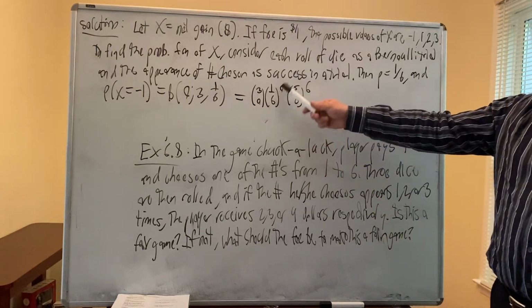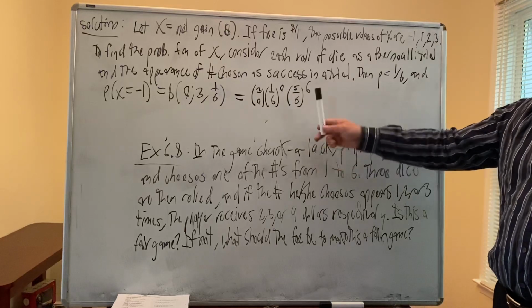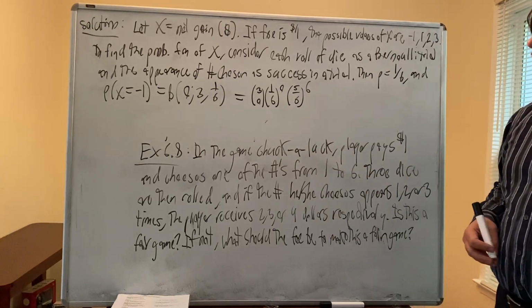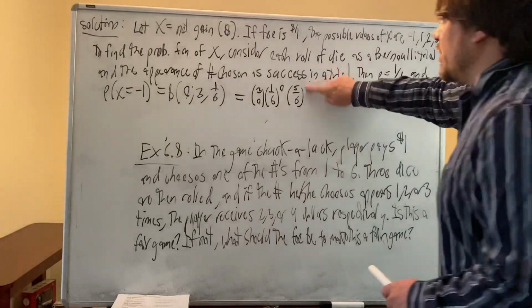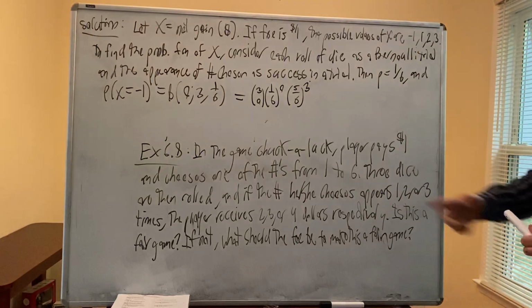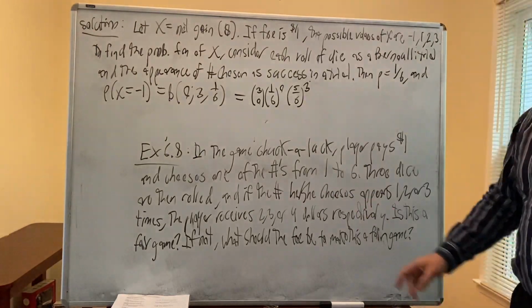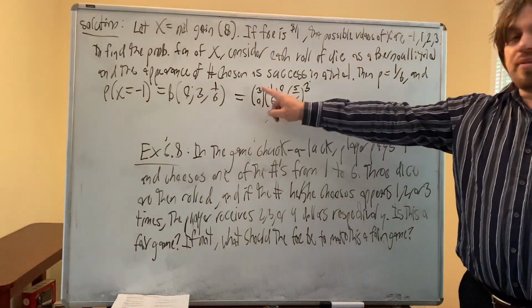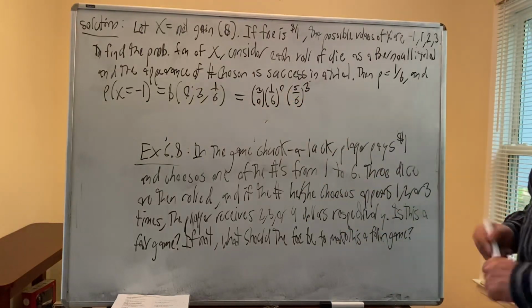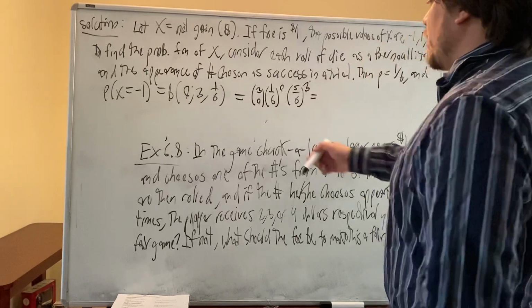Times 1/6 to the 0, meaning he succeeds 0 times, times 5/6 to the 6 power, he fails 3 times, so that's a 3. Okay, that's 3 minus 0, which is 3. So how many ways are there to choose 0 out of 3 trials for him to succeed 0 times and fail 3 times? And so you calculate that.